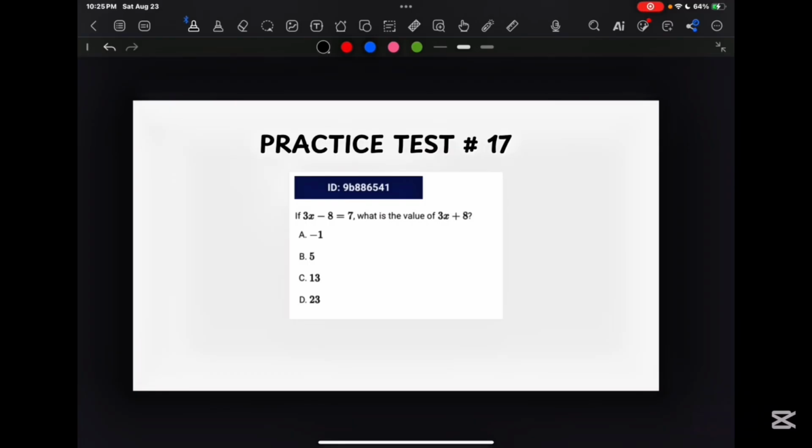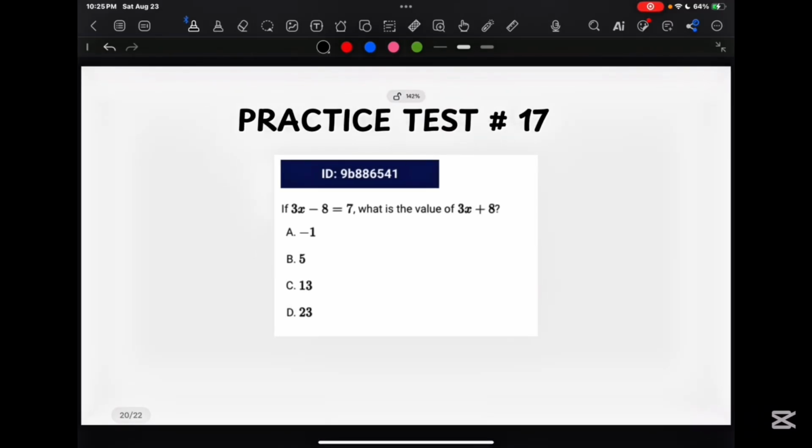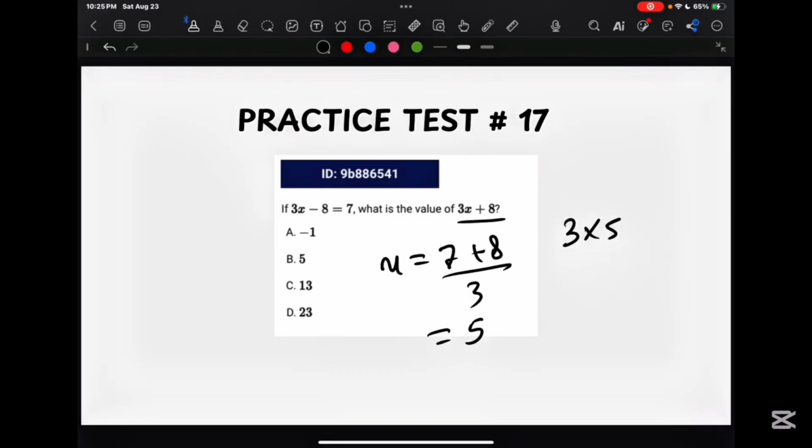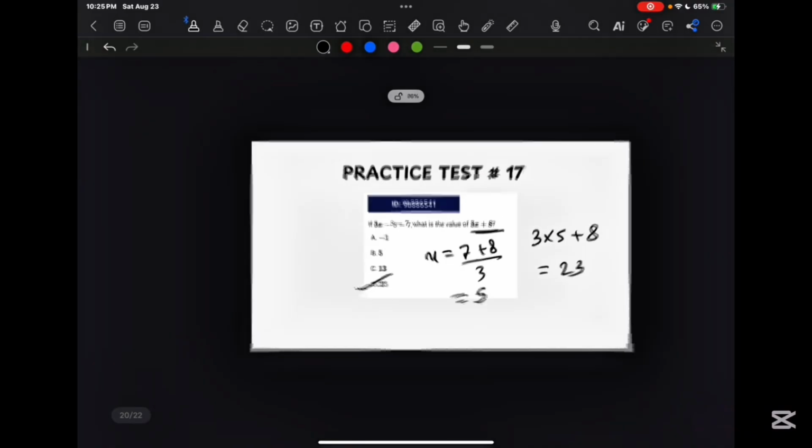Okay, now question 17. If 3x minus 8 equals 7, what is the value of 3x plus 8? So first, we're going to find the value of x. And once we find the value of x, we're going to plug in that value into this equation, and we are going to get 23. So option D is our answer.